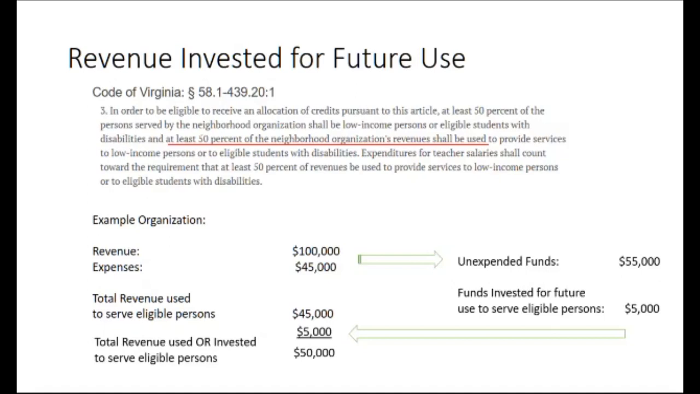Now, if you have to do this and you haven't done it in the past, absolutely feel free to reach out to us. You can email us at tax.credits@doe.virginia.gov. That's tax.credits with an S, at doe.virginia, the whole word Virginia, .gov. So if you have questions about this, feel free to reach out. It can be very confusing.